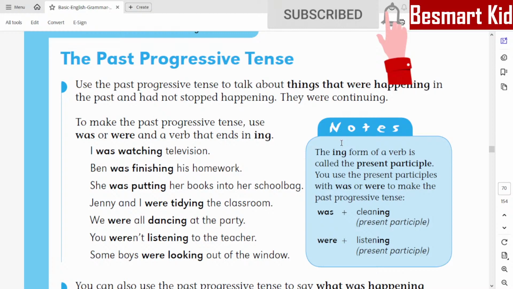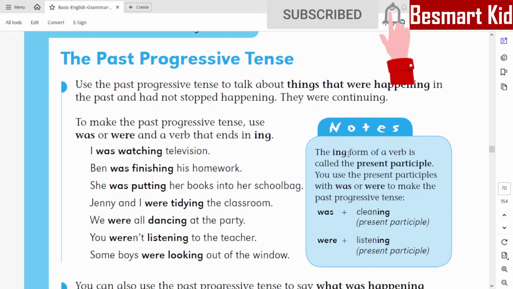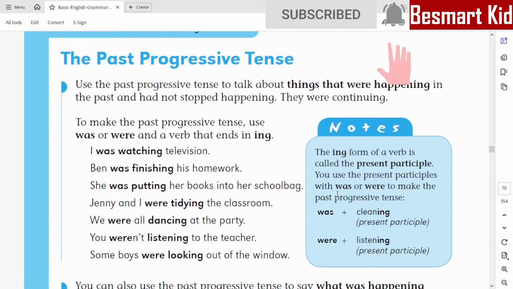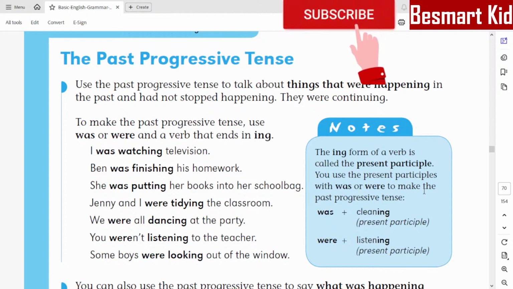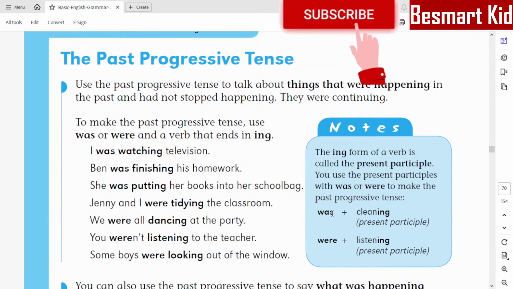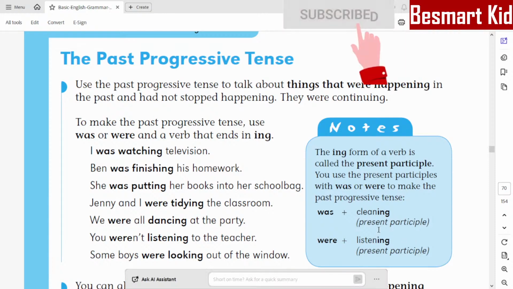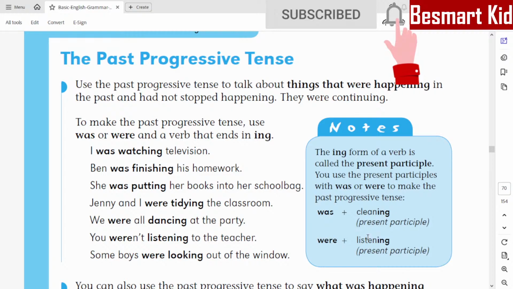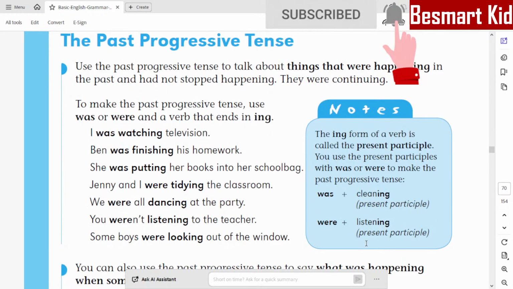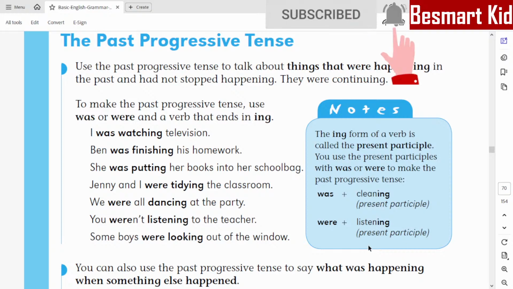The ing form of a verb is called the present participle. Use the present participle with was or were to make the past progressive tense. Examples: was plus cleaning, was cleaning, with cleaning being the present participle. And were plus listening, were listening. Listening is also a present participle.